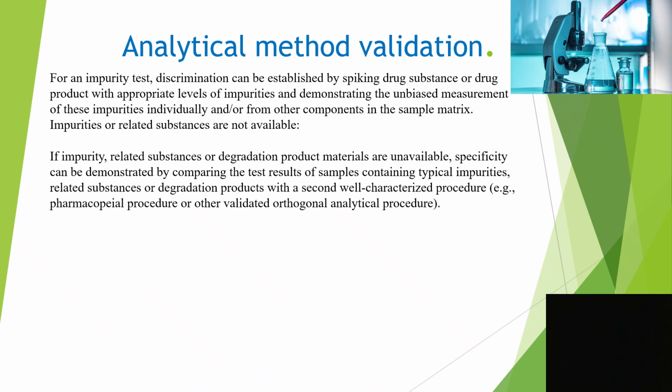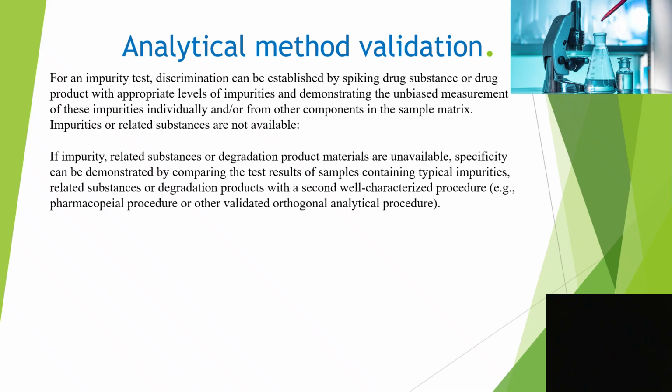However, for an impurity test, discrimination can be established by spiking the drug substance or the drug product with appropriate levels of impurities, demonstrating the unbiased measurement. Means there should not be any bias between the results measurement. Unbiased measurement of impurities individually and from other components in the sample matrix.